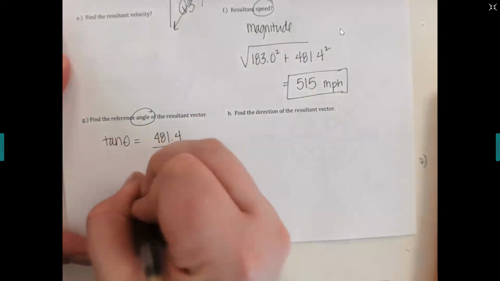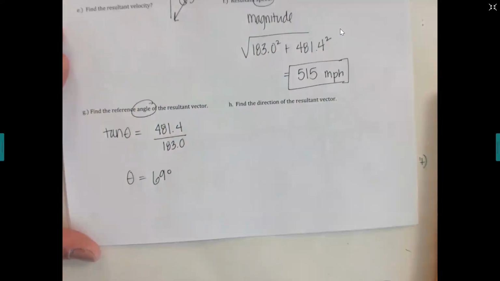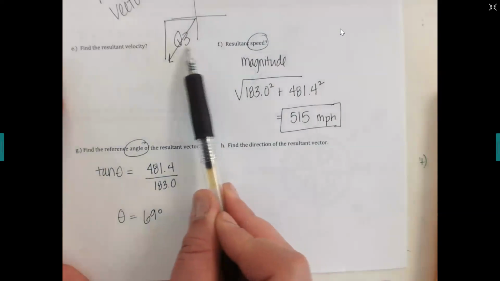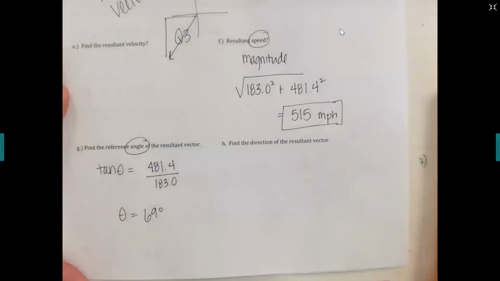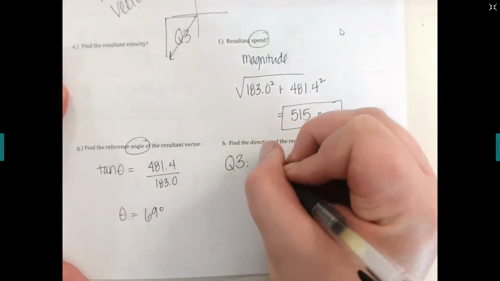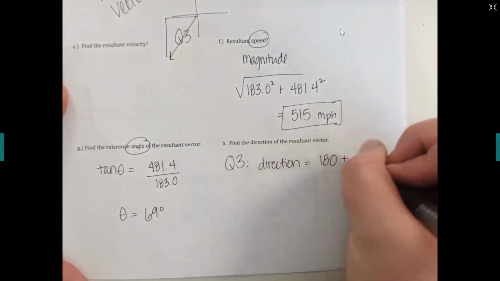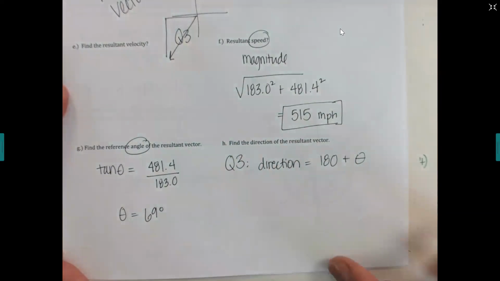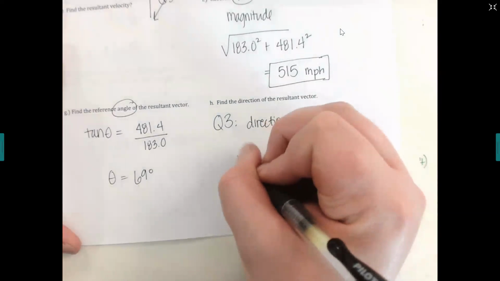69 degrees. If I'm in quadrant 1, that's my final answer. Am I in quadrant 1? What did we say? We're in quadrant 3. What was the formula then for quadrant 3? 180 plus. So for quadrant 3, my direction is 180 plus the theta. Okay, so what is 180 plus 69?